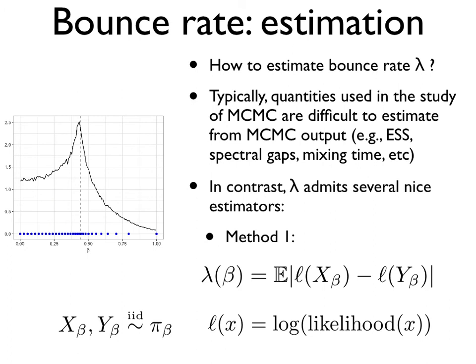Now this relies on being able to estimate lambda. And typically, quantities used in the study of MCMC are difficult to estimate from the MCMC output, for example the ESS, spectral gaps, mixing times, and so on. In contrast, lambda admits several nice estimators. Perhaps the simplest one is given by this expectation, where imagine that we have a pair of chains that are independent, and x_beta and y_beta are IID according to that target. Then lambda at annealing parameter beta is given by the expectation of this absolute value difference. I'm missing a 1/2 here.